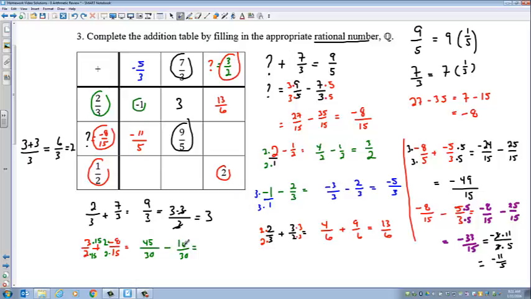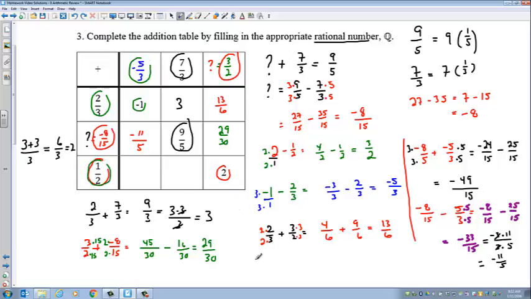So first I'll count down 10 and get to 35. Then I'll count down 6 more and get to 29. So I have negative 29, not negative, sorry, positive 29. Because again, I go down 10, which is 35, then you go down 6, which is 29, over 30. So this is 29 over 30.